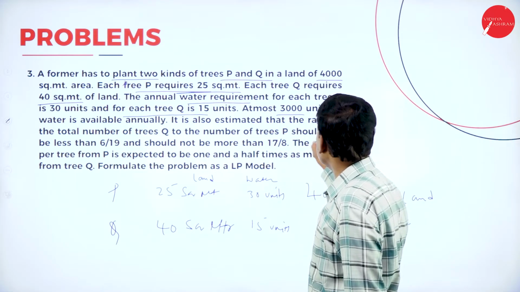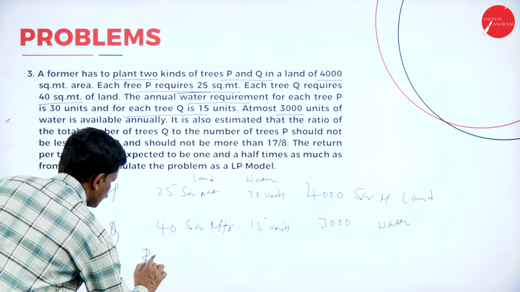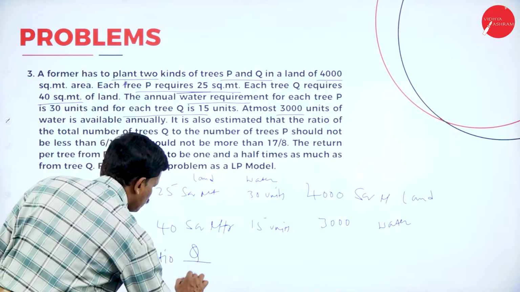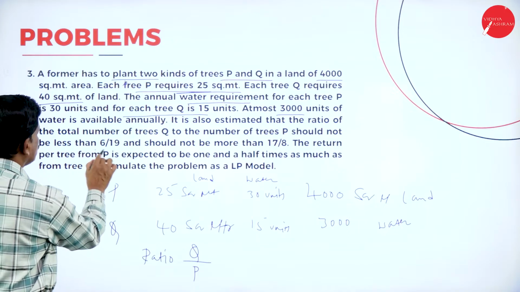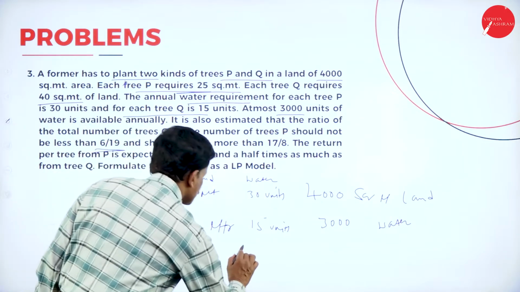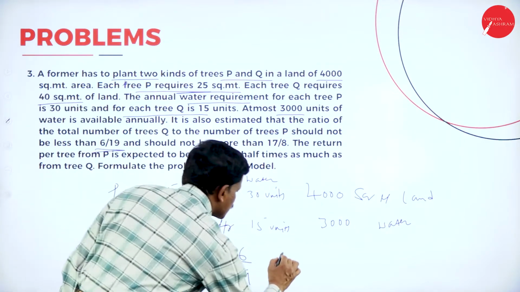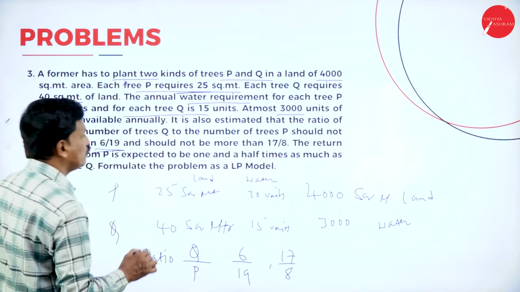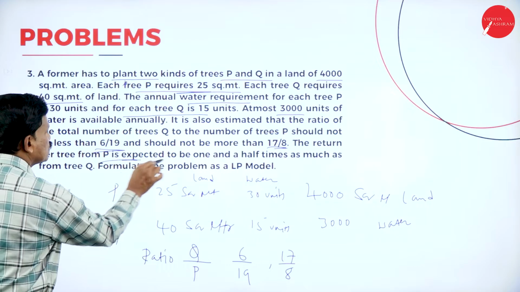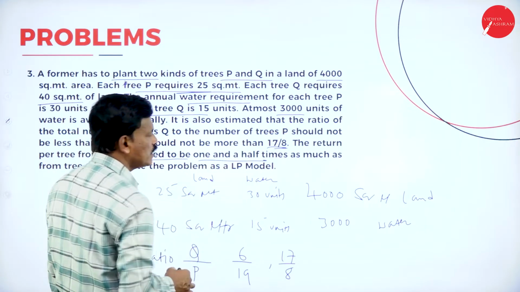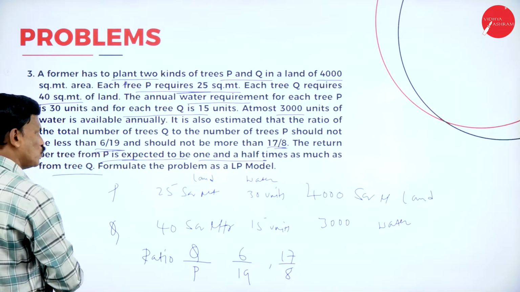It is also estimated that the ratio of the total number of trees Q to the number of trees P should not be less than 6 by 19, and should not be more than 17 by 8. The return per tree from P is expected to be 1.5 times as much as the tree Q.